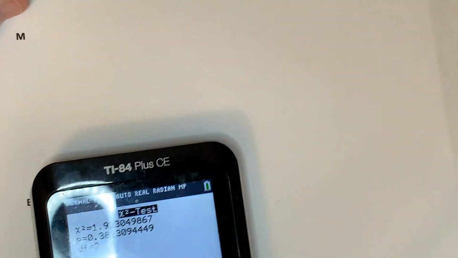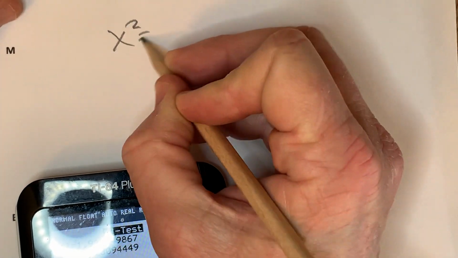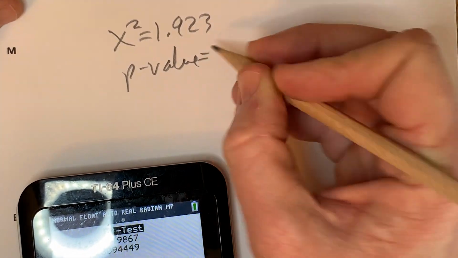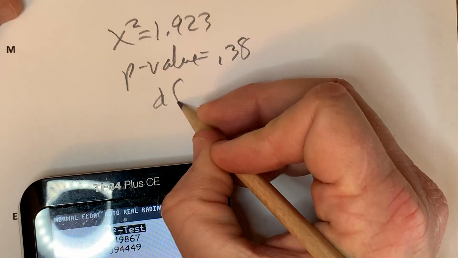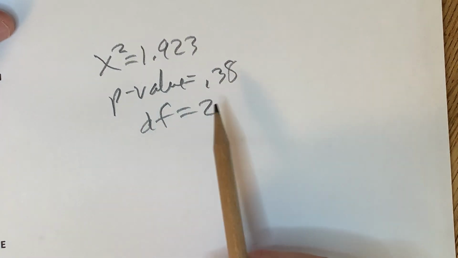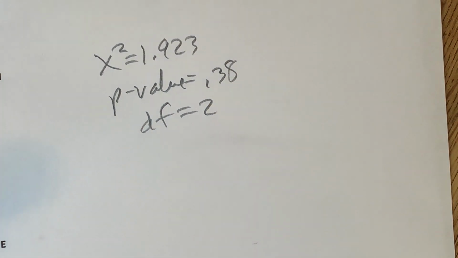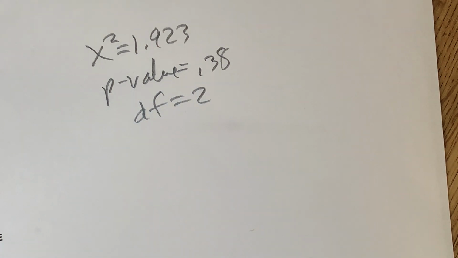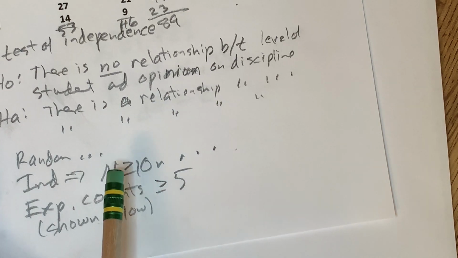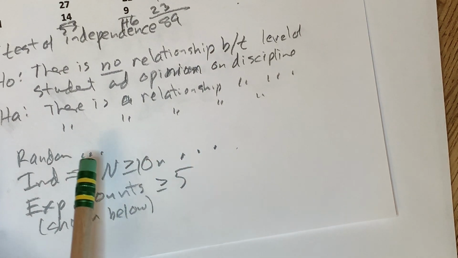So in the mechanics part of this test, you have to write down those three values. Our chi-squared is equal to 1.923. Our p-value is equal to 0.38. And our degrees of freedom is equal to 2. What you would say there is this p-value is above 0.05, so we fail to reject the null. We do not have convincing evidence that, and then restate the alternative, there is a relationship between the level of the student and their opinion on discipline.